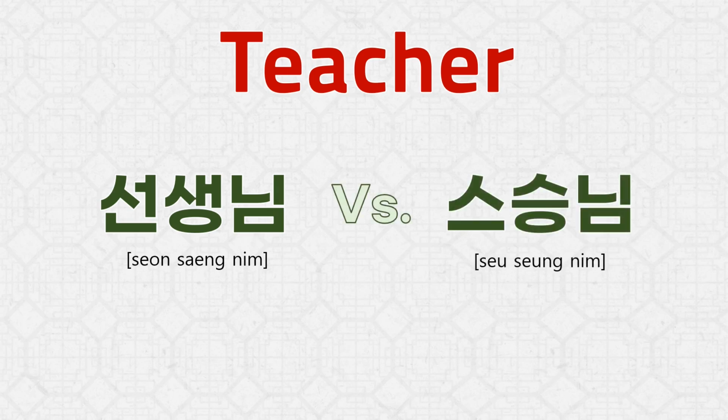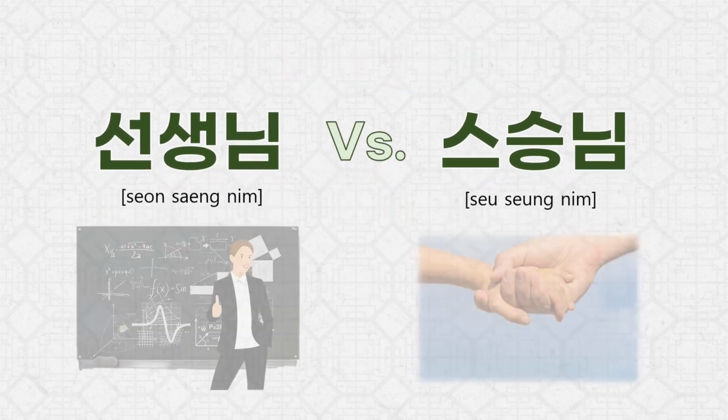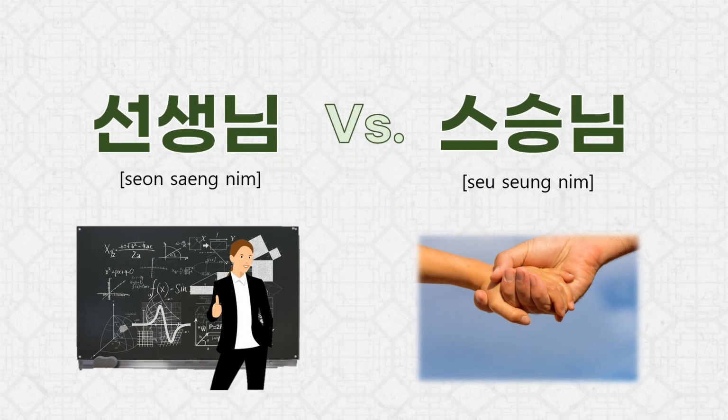Those two words are defined the same in English, but they are defined slightly differently from each other in Korean. 선생님 is defined as a teacher who only taught knowledge of the subject that they teach, whereas 스승님 is defined as a teacher who taught not just the knowledge of their subject, but also wisdom for their students to live a better life. So, 스승님 is a teacher who taught knowledge to his or her students and also made a positive influence on their students' lives.